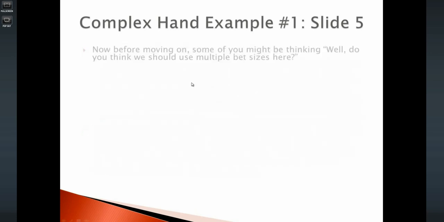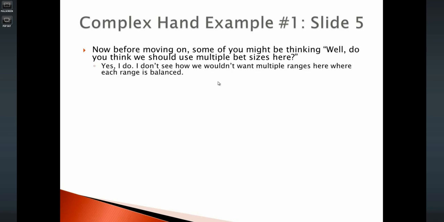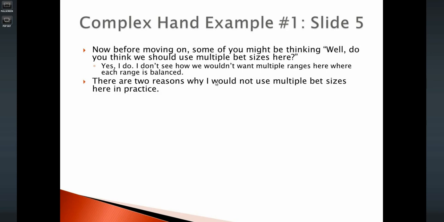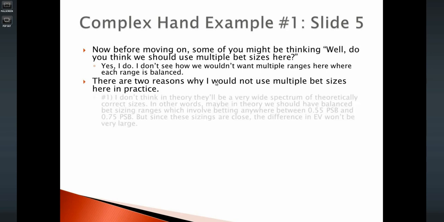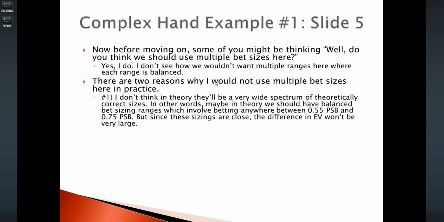Slide number 5. Now, before moving on, some of you might be thinking, well, do you think we should use multiple bet sizes here? We've talked about this a lot, and we're going to keep talking about it because it's a big deal. Yes, I do. I don't see how we wouldn't want multiple ranges here where each range is balanced. There are 2 reasons, however, why I would not use multiple bet sizes here in practice. The first is, I don't think in theory there'll be a very wide spectrum of theoretically correct sizes. In other words, maybe in theory we should have balanced bet sizing ranges which involve betting anywhere between 0.55 pot size bets and 0.75 pot size bets. But since these sizings are close, the difference in EV won't be very large.